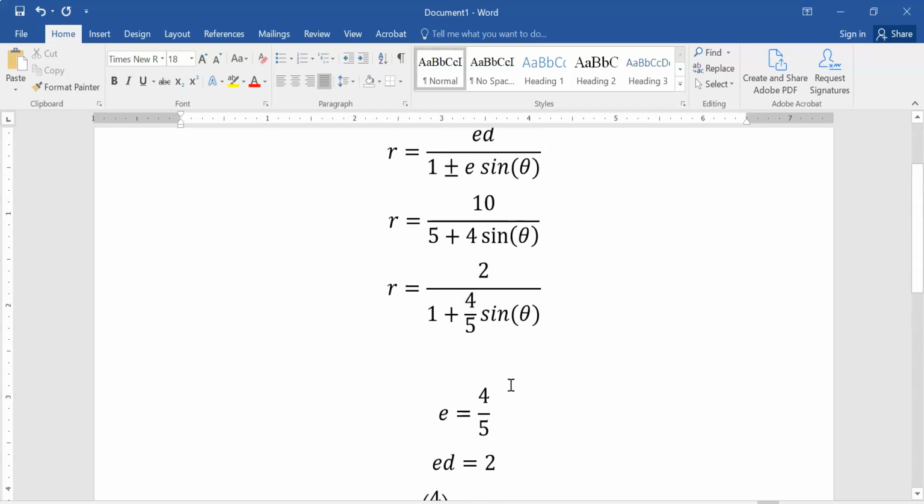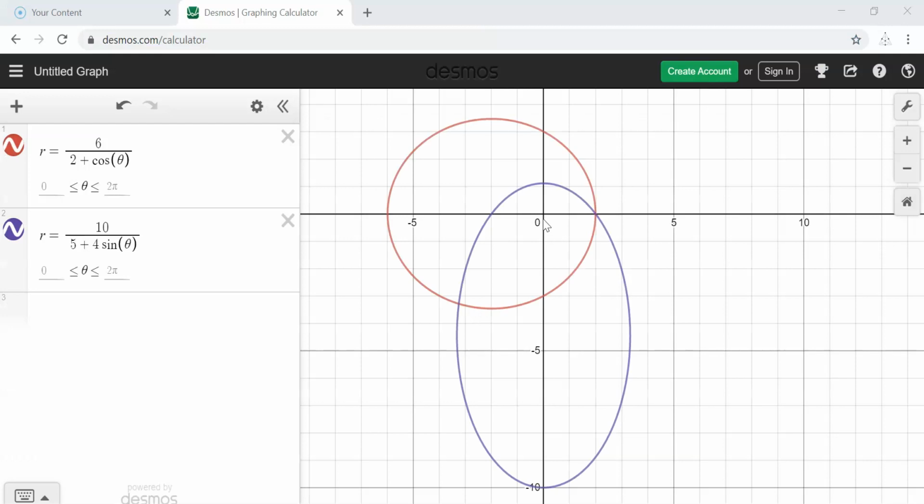By the way, if you look at this compared to our last one, let me actually compare these two using a graph that you come up with. Remember, in our last problem, we had 6 over 2 plus cosine theta. Notice that was oriented left and right. In other words, it was stretched out more left and right than it was up and down. And in this problem, 10 over 5 plus 4 sine theta, this is stretched out more up and down than it is left and right.